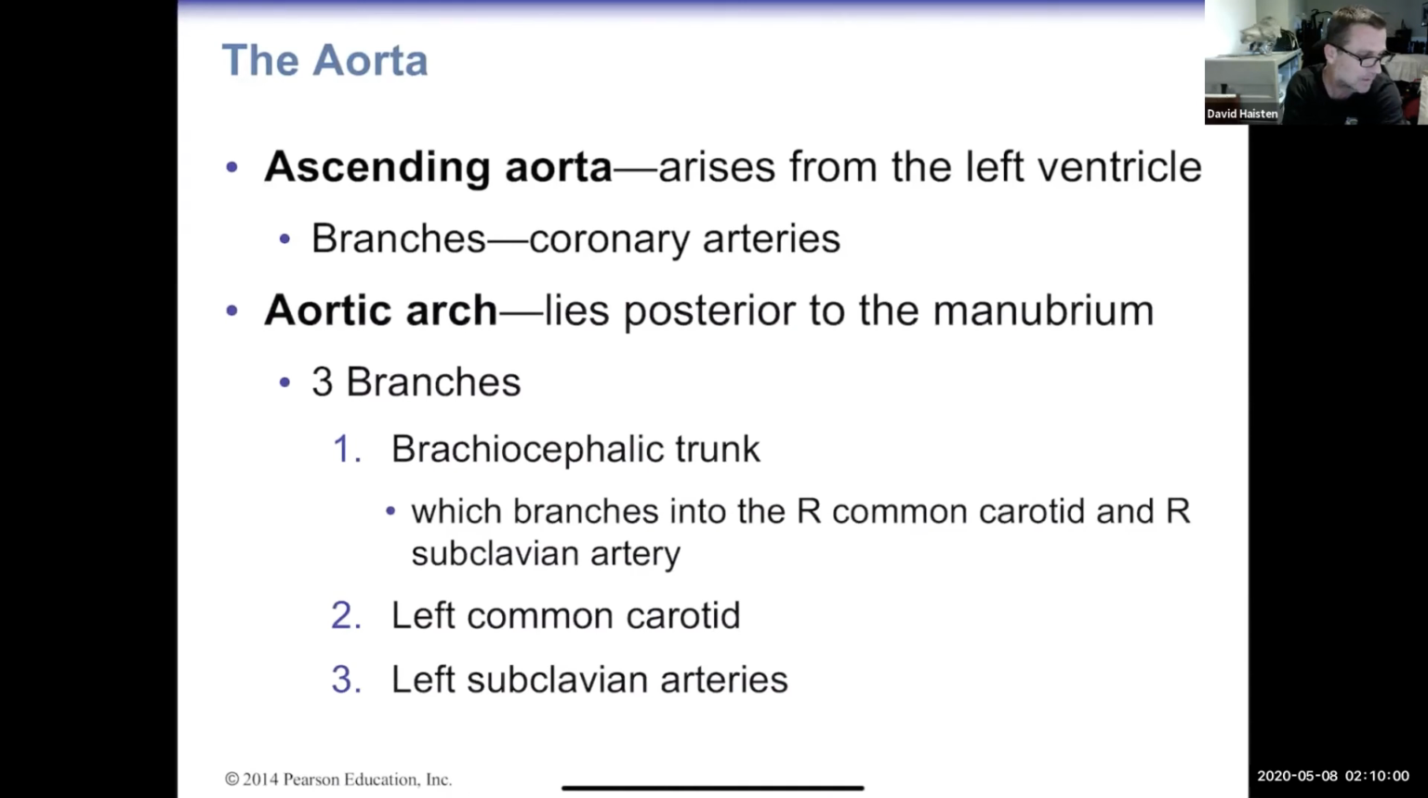So the ascending aorta comes up out of the left ventricle. We'll see what that looks like. The aortic arch, okay, it's posterior to the manubrium. It has three main branches that come off the aortic arch: 1, 2, and 3. One is called the brachiocephalic trunk. Then we have the left common carotid and the left subclavian. We'll look at that in a second.